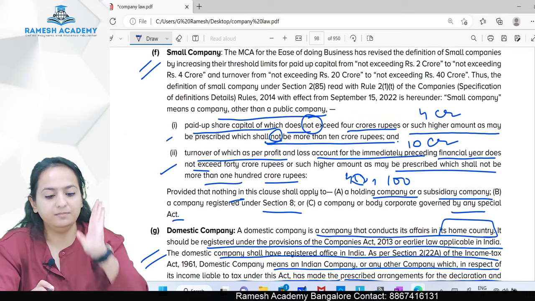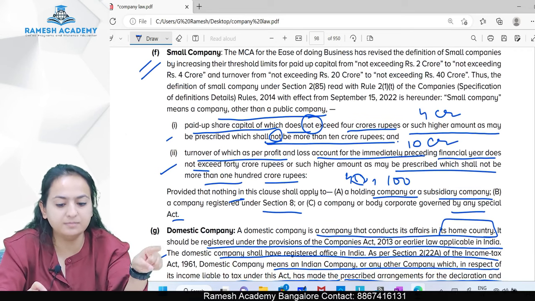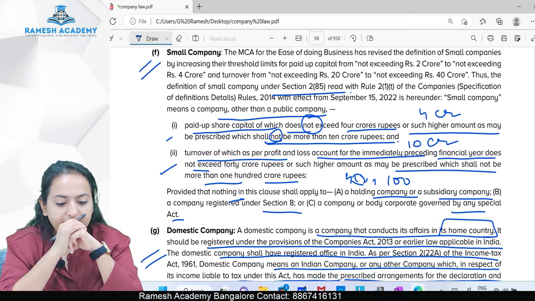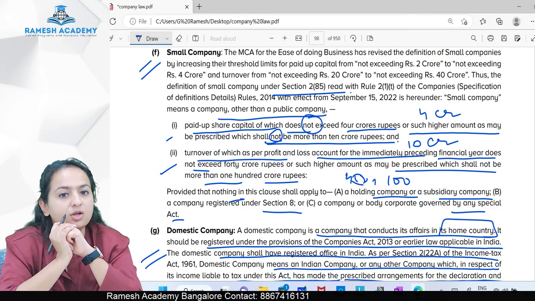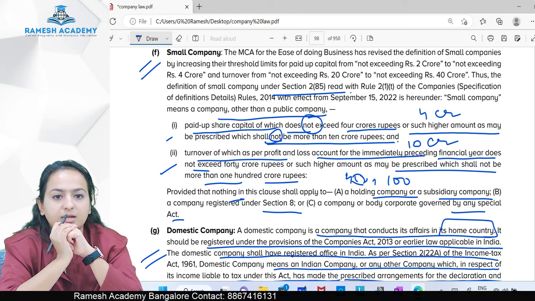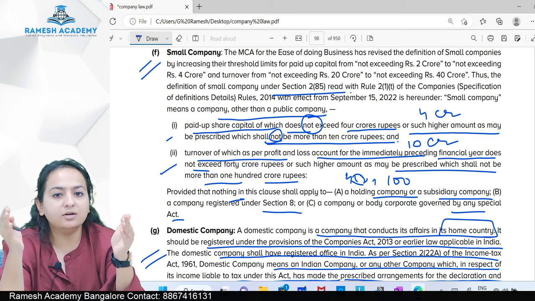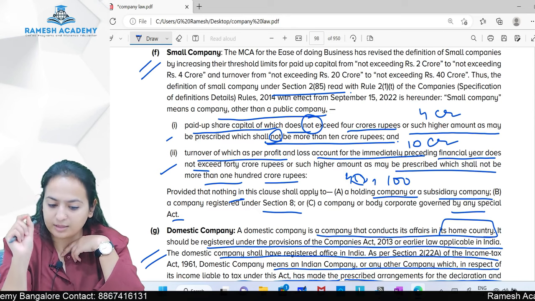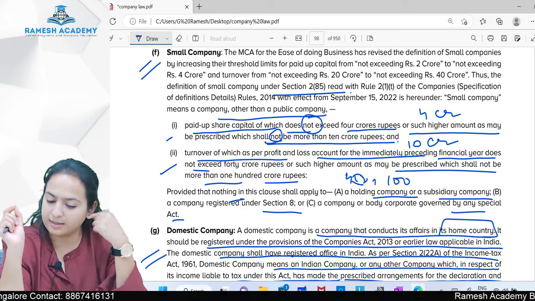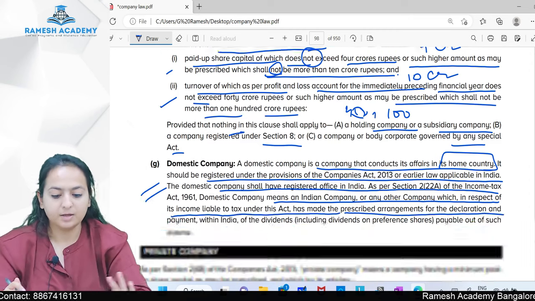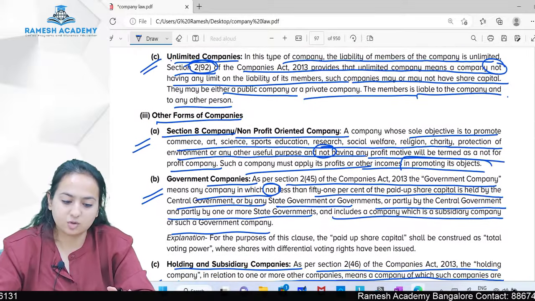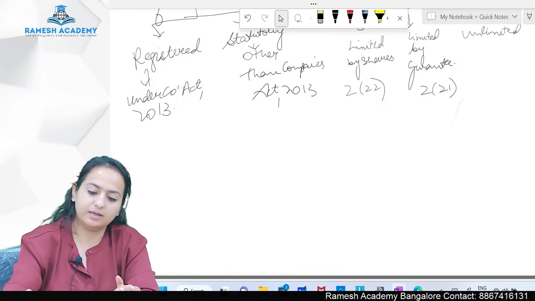Small company, paid up share capital, subsection 85. Paid up share capital which does not exceed 4 crore or such other higher amount as may be prescribed, which shall not be more than 10 crore. And turnover as per the P&L should be 40 crore or such other amount. Domestic company which has conducted affairs in its home country. So, quickly we will write down in our notes.